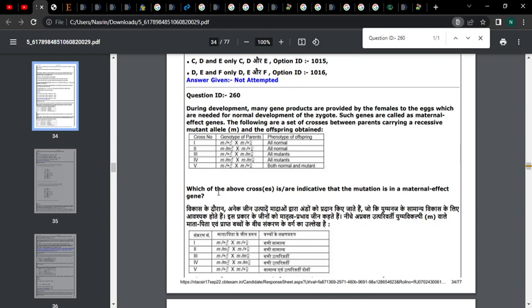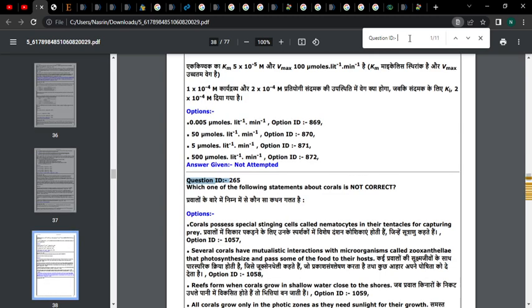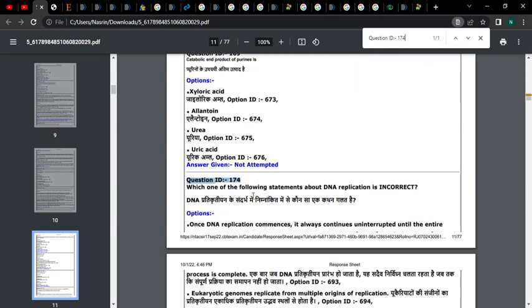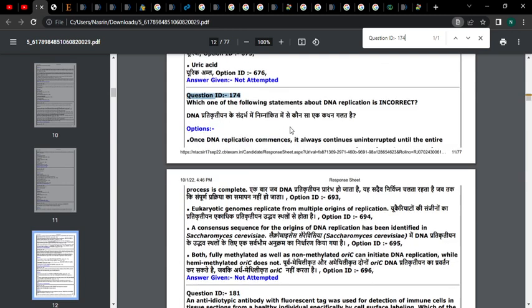The next question to challenge is question number 174. Which one of the following statements about DNA replication is incorrect? For this question, option A says that once DNA replication commences, it always continues uninterrupted until the entire process is complete. If you simply know about the process of leading strand synthesis and lagging strand synthesis, then you can correctly attempt this question.